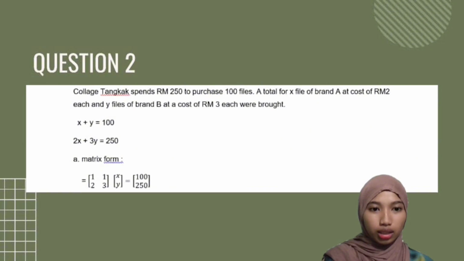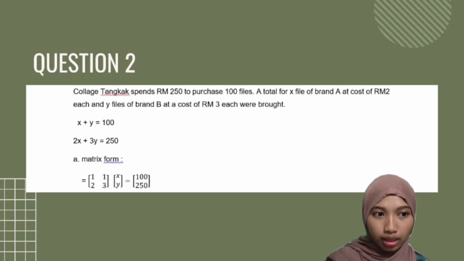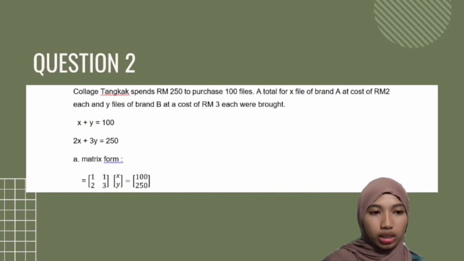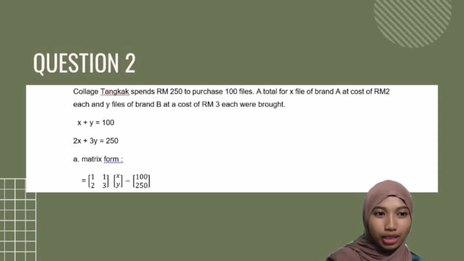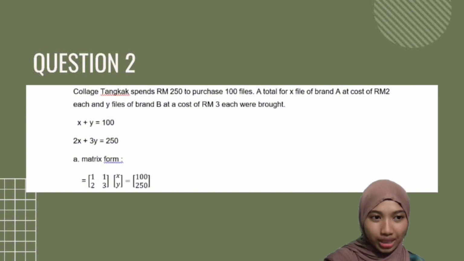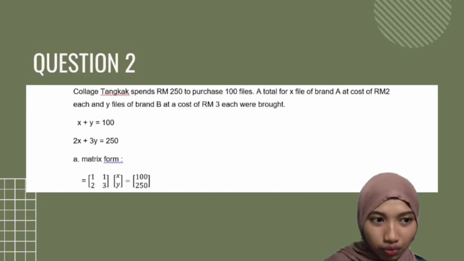Question 2. A problem: a college student spent 250 ringgit to purchase 100 files. There are two types of files, where X represents the number of files of brand A that cost 2 ringgit each, and Y represents the number of files of brand B that cost 3 ringgit each. The equations that govern the problem are X plus Y equals 100, 2X plus 3Y equals 250.